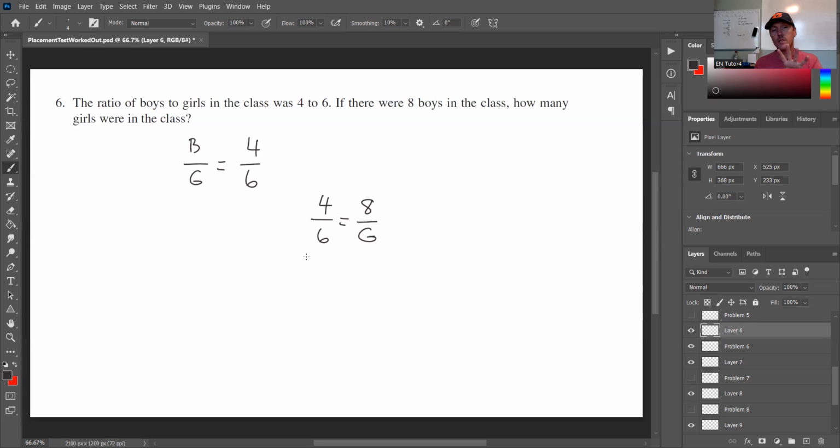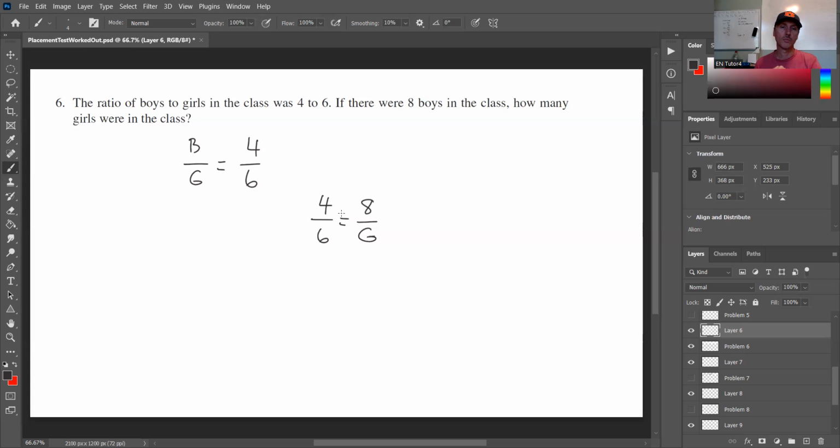The way that you would solve this, anytime you have a problem like this where you've got 2 fractions equal to one another, what you want to do is cross multiply. 2 fractions equal to one another where you've got an unknown value, some variable in there that you need to solve for, you need to cross multiply.